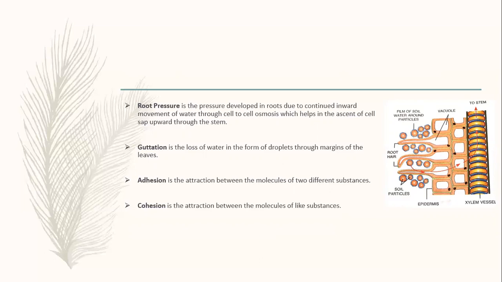Here some more definitions are given. Guttation is the loss of water in the form of droplets through the margin of the leaves. Adhesion is the attraction between the molecules of different substances. Cohesion is the attraction between the molecules of like substances. Adhesion and cohesion are the forces helping the ascent of sap.